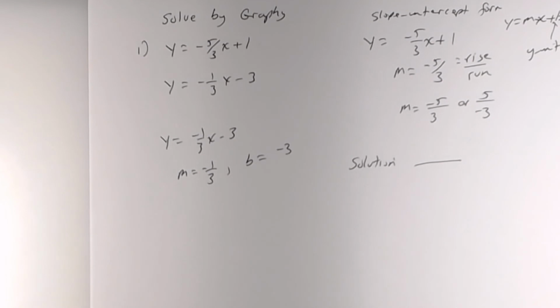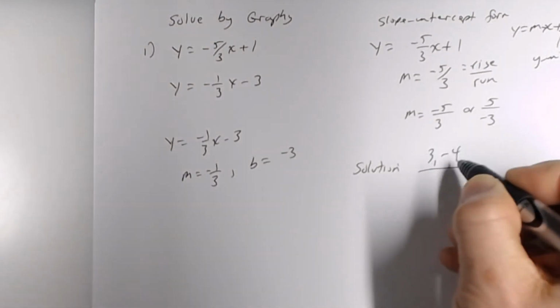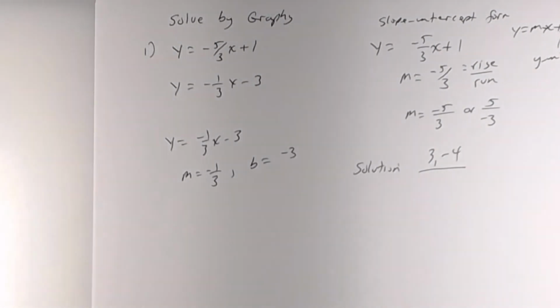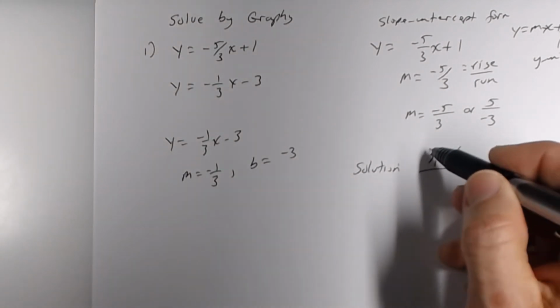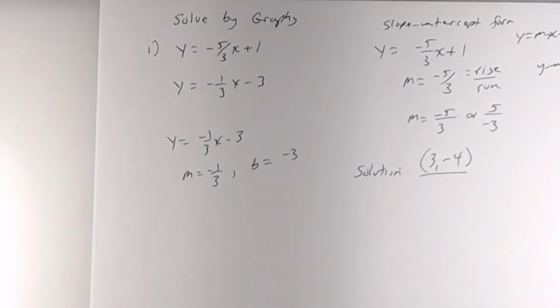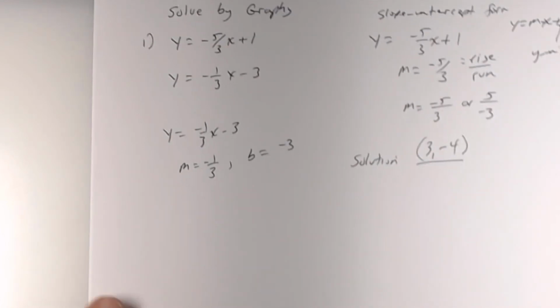So don't do this because you're not going to get full credit. What am I missing? What am I missing? Parentheses. All right, so that's your solution. So what I found is that my x coordinate is 3 and my y coordinate is -4. That's what I found. And you can check it, although you're not going to have time to check it on a test. But you can check it if you want to check it.